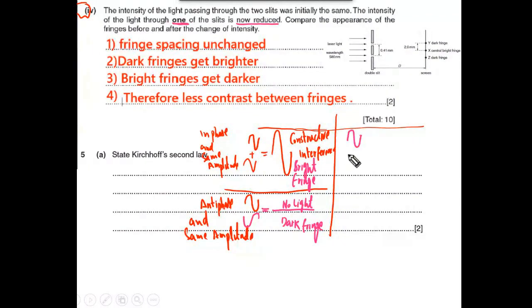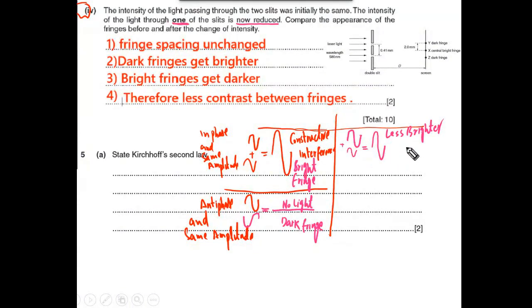But the second wave has smaller amplitude, like this now. In this case, if you add these two, what will we get? We will get a bright fringe, but that will be less bright, because you see the amplitude is smaller than this one. So we will say one thing: it will be less bright.